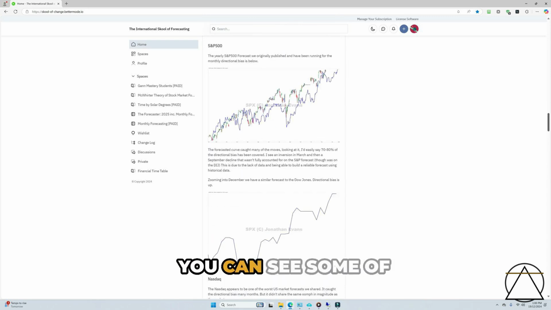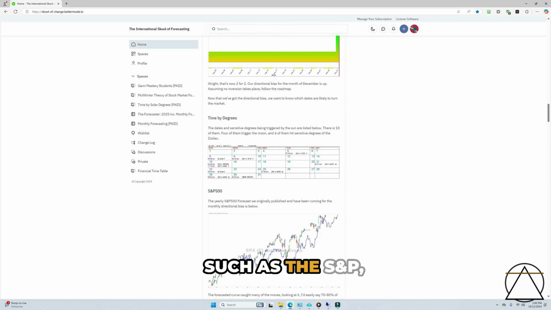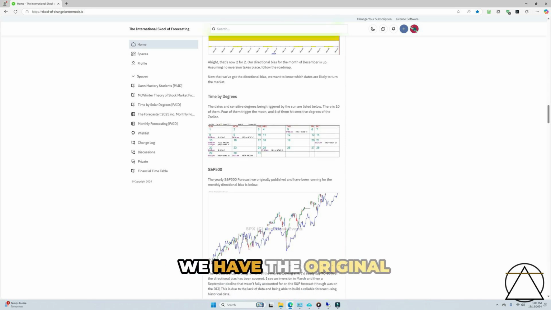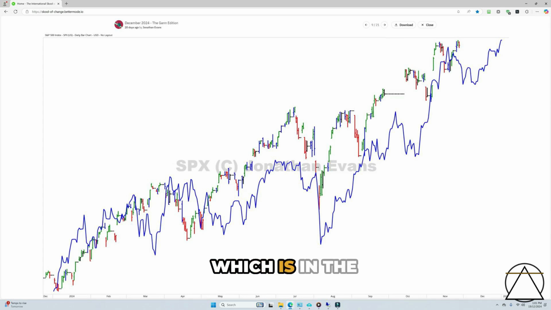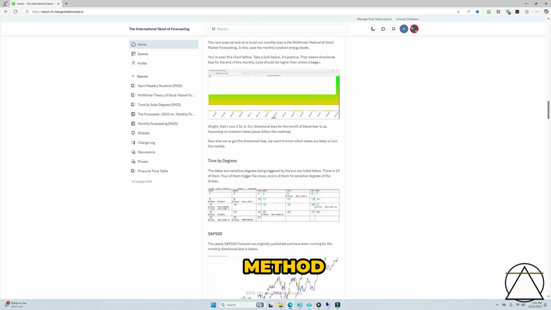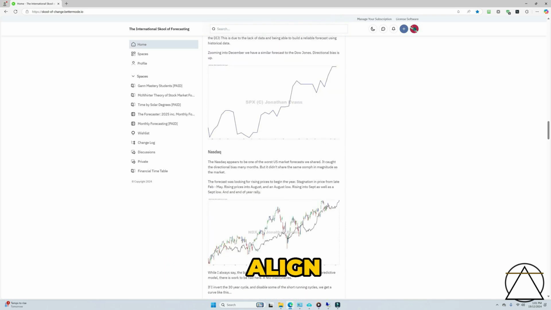Now, as an example, you can see some of the forecasts that we've done here, such as the S&P. The yearly S&P 500 forecast was already published, and we have been running the monthly directional bias below. And as you can see here, we have the original trend, which is in the dark blue, which we predicted for the S&P 500. And then we have the standard bar chart, which was the directional bias for the S&P 500. So when we put out these forecasts, just as W.D. Gann did, we follow the same method and process, and we just align the markets that way.